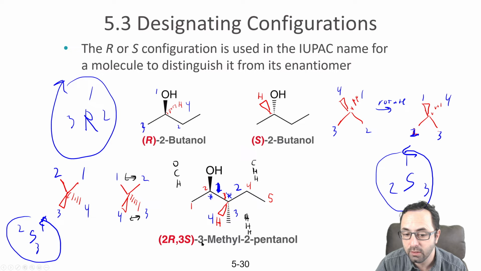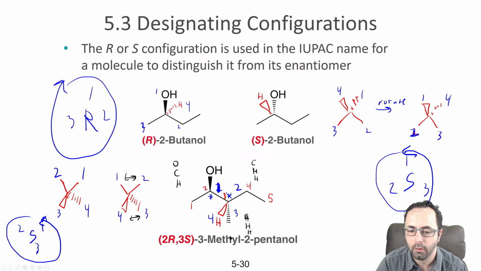And then, so in terms of the name, it's going to be pent, and notice it doesn't end with ane, it ends with enol. When we get to alcohols, we'll talk about that. The enol means there's an alcohol in this. And so it says 2-pentanol because the alcohol OH group is on the second carbon. Then it says 3-methyl because on the third carbon there's a methyl group. And then it says 2R,3S. R designation around the second carbon, S around the third.